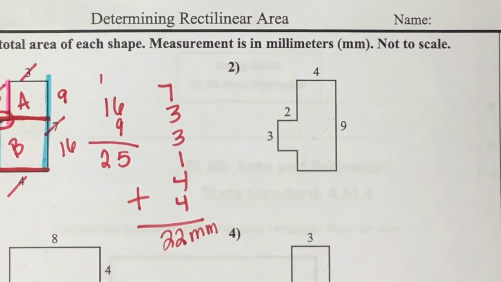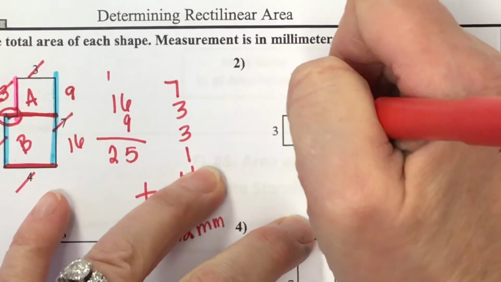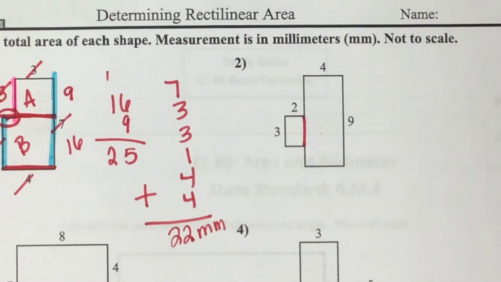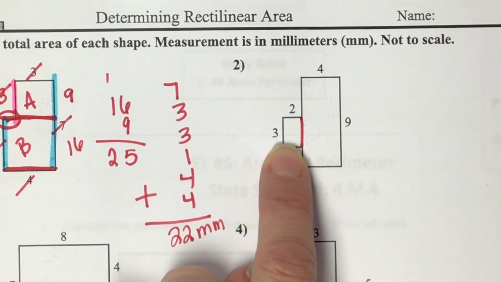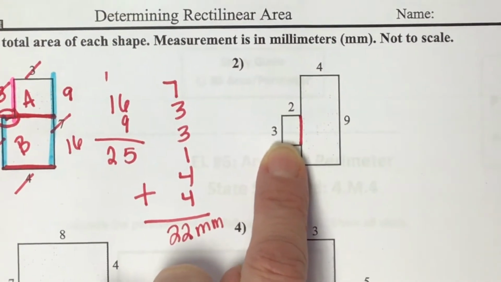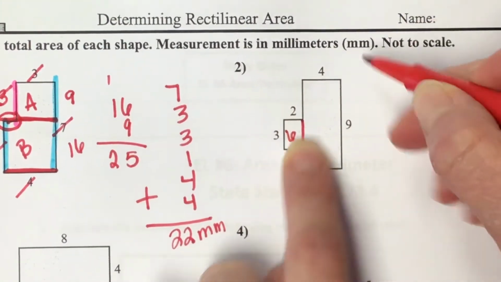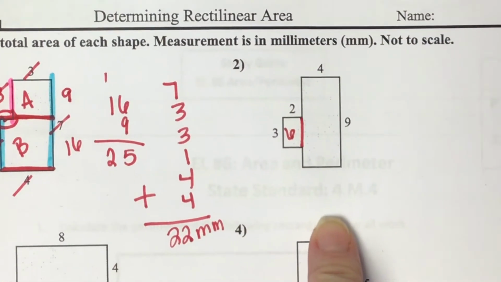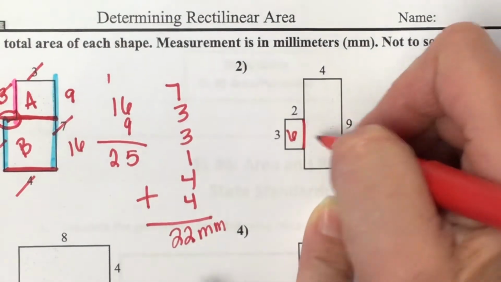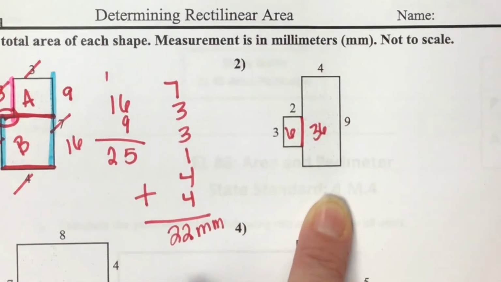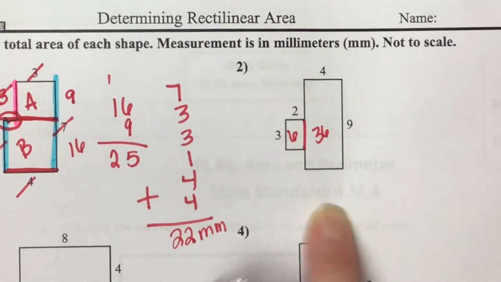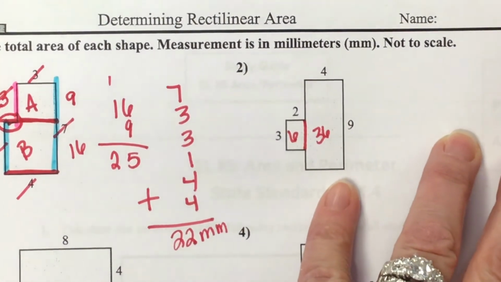Okay, I think the easiest way to divide this up, and you actually don't have to find any unknown sides, is if you do that. Okay, what is the area of this little rectangle? Callie? 6. What's the area of this bigger rectangle? Harper? 36. And then you have to add them together. What's the total area? Kensley? 42. And what's my unit?